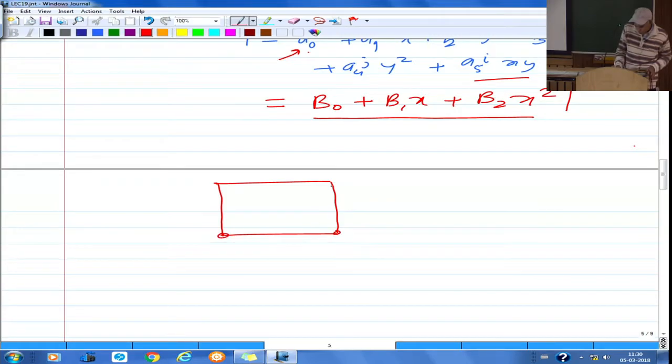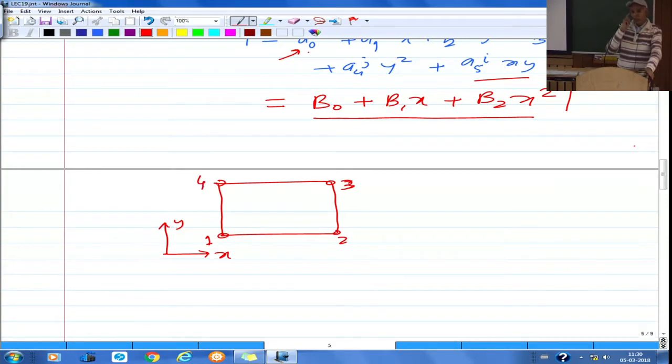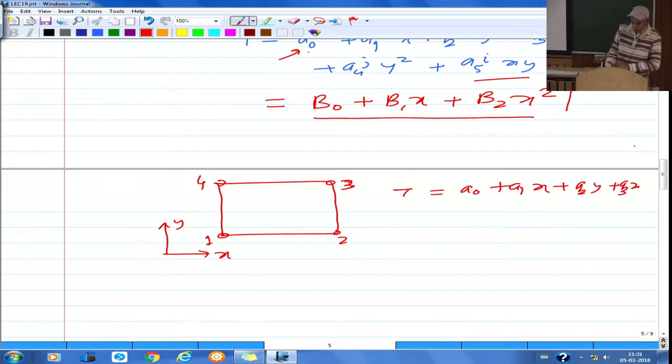Now coming to the rectangular elements, this 4-noded rectangular element. Again I am saying here that the edges of the rectangle are parallel to x and y. So this is my x and y. In this case I am not essentially forcing the origin to be at the first node, although it can be. So let us say this is 1, this is 2, this is 3, this is 4. And the temperature variation we have already seen: for this particular case T was A0 plus A1x plus A2y plus A3xy.